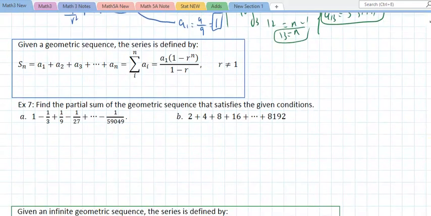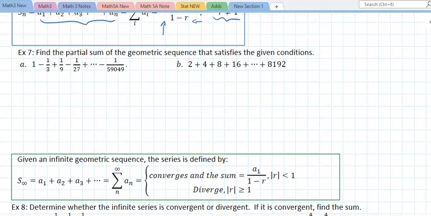Now, in a geometric sequence, we have two of them. First, the geometric sum. If you want to add a finite sum, that is the first term times 1 minus r to the n divided by 1 minus r, provided this r doesn't equal 1. I provide that formula on the list. You don't have to memorize it. So if I want to use it, find the partial sum of the geometric sequence that satisfies the given condition.